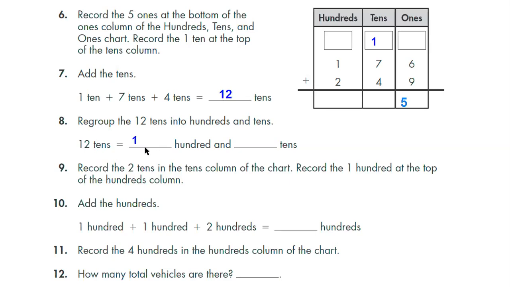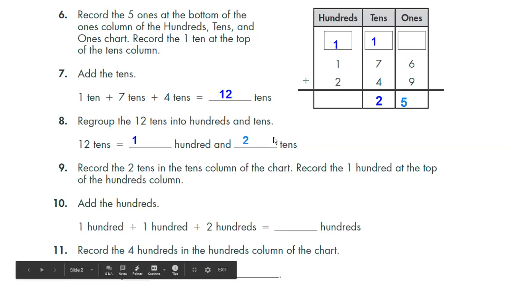So I'm going to put 100 and 2 tens for 12 tens, okay? Here in my tens column, I'm going to write my 2 for my 2 tens, and 1 in my hundreds column, okay? So we recorded our information. So we had to regroup.